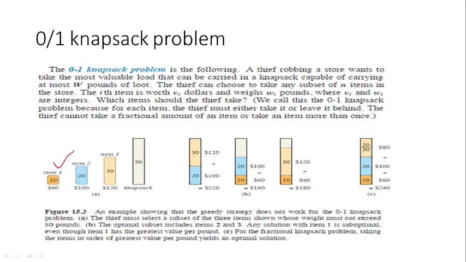So let's say he is picking the first item. The first item is 10 gram and the second item is 20 gram. If it is 10 and 20, which is 30, that means the remaining 20 gram he cannot take from item 3, because item 3 is 30 gram.